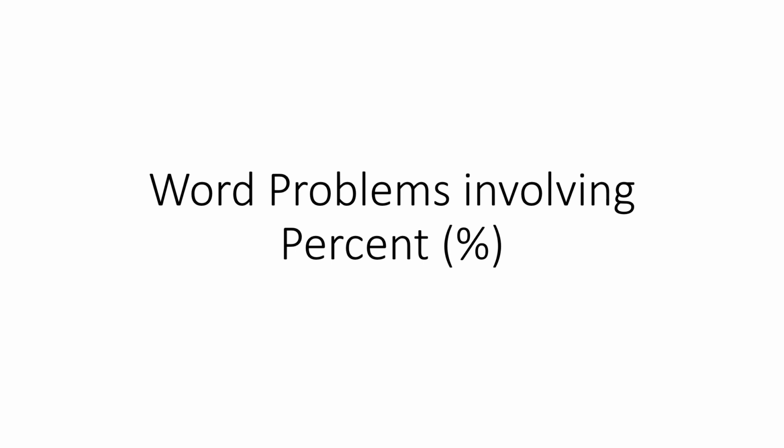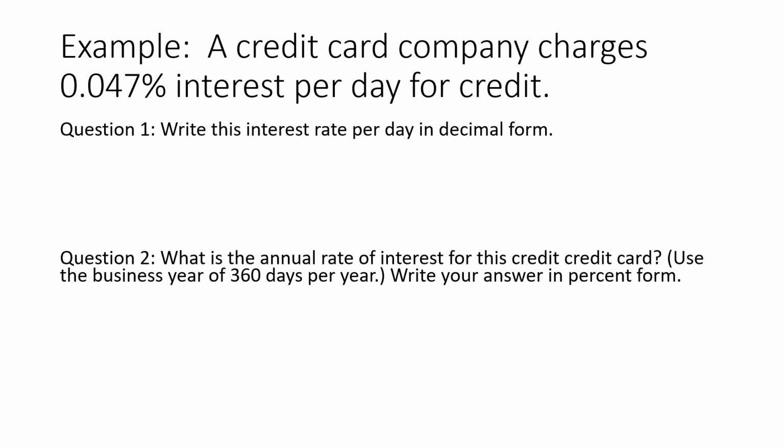In this video, we are going to be doing word problems involving percent. So let's look at an example. A credit card company charges 0.047% interest per day for credit. This is actually a very realistic number. So let's look at question 1.